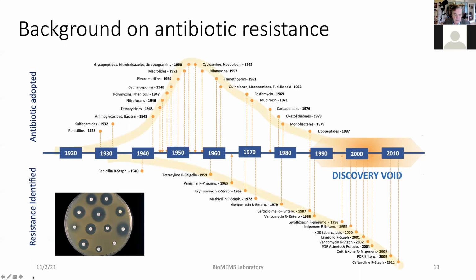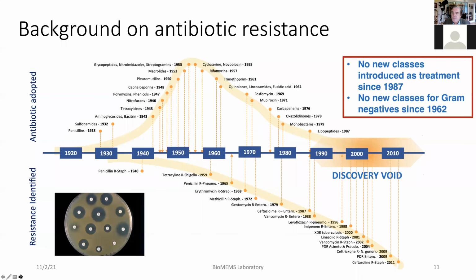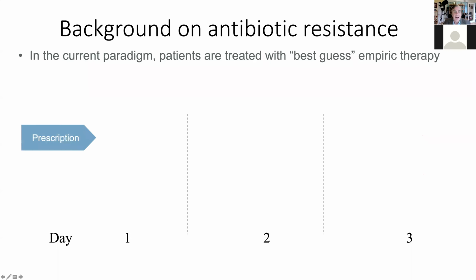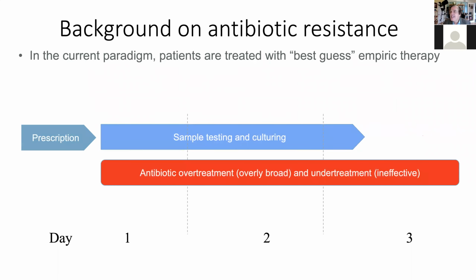So what do we do? Well, as I said, it doesn't look very promising finding new drugs. So no new class introduced as treatment since 1987. And for gram-negatives, no new classes since 1962. So why is that? I mean, there's many reasons that have contributed to this, right?